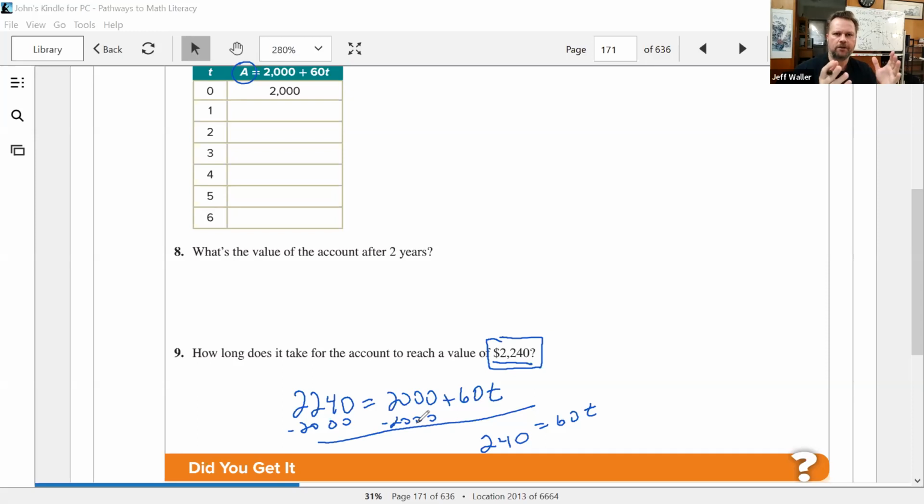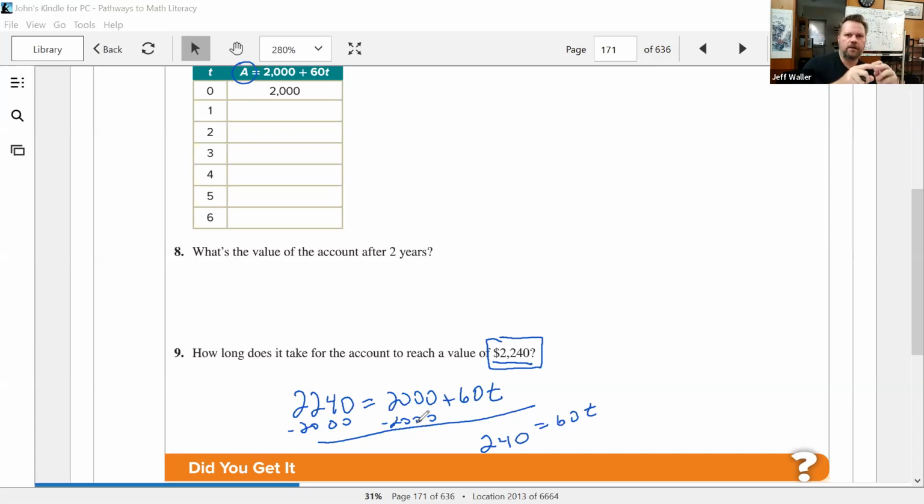If I said it grew by 60 bucks and it starts at 2,000 and I said, how long until it reached 2,240? Wouldn't the first step be, well, if it starts at 2,000, it went up by 240. So that's the big 240. You guys with me? Stop. Right? I really want to show you what algebra does for us. Let me say this again.